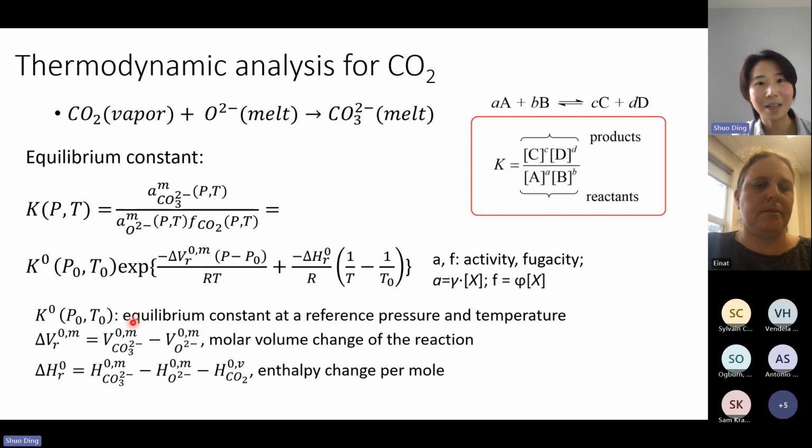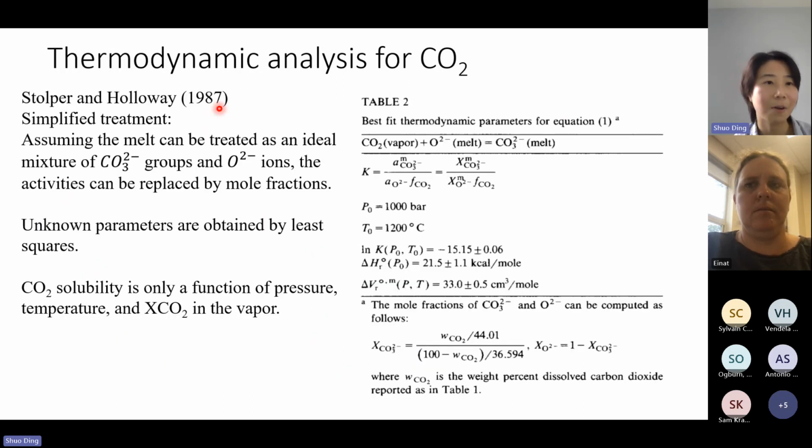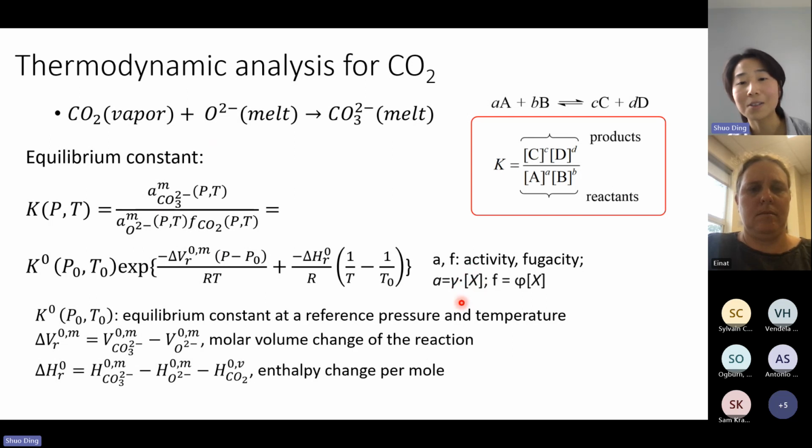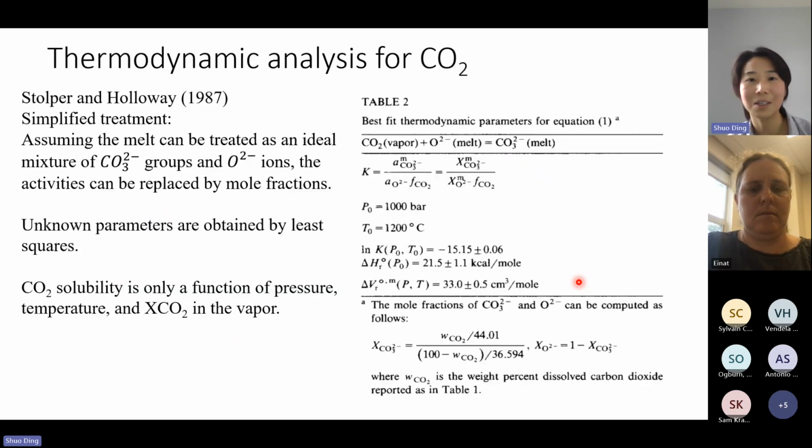And then some of the early models do it in a simple way. For example, Stolper and Holloway, 1987, is one of the earliest CO2 water models. They basically assume that the melt is an ideal mixture of carbonate and oxygen. In this way, they don't need to deal with activity anymore, because the activity is the product of the concentration and the activity coefficient, right? If it's ideal mixing, this activity coefficient would be 1. So here they just made an assumption: it's an ideal mixture, so the activity coefficient is 1.